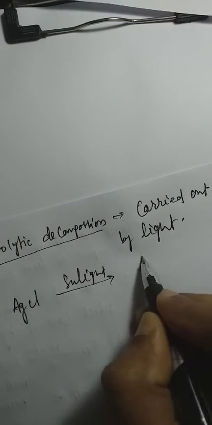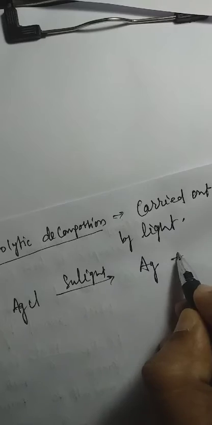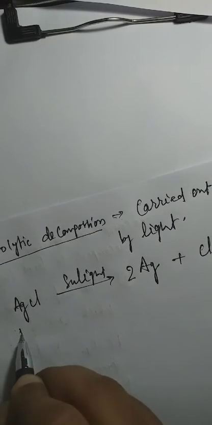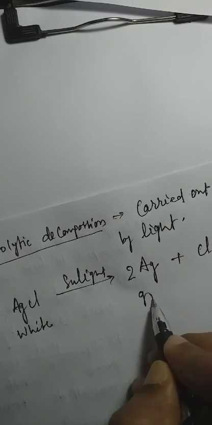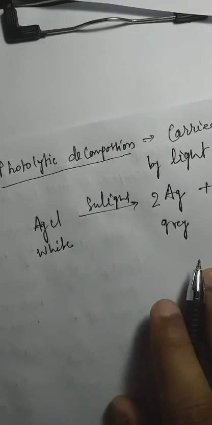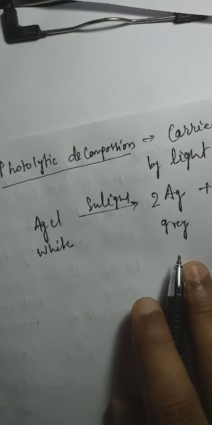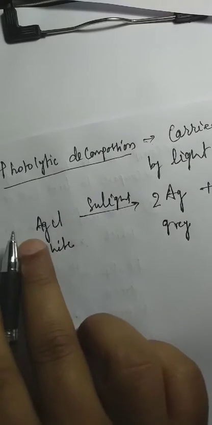In this we are taking AgCl, right, and it breaks down in the presence of sunlight into Ag and Cl2, right? Firstly AgCl is white in color, and after breakdown it converts towards gray color, right? First of all it is white, then it moves towards gray. This is called silver chloride.